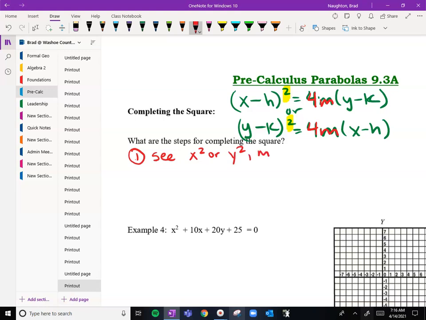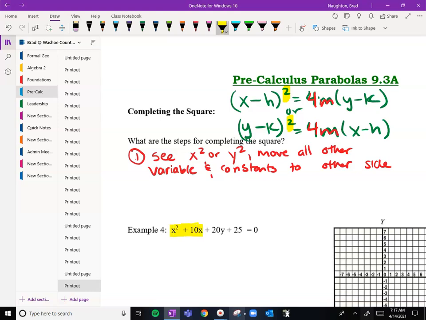Okay, so you're going to move all other variables and constants to the other side. So to show you that example really quickly, my friends, see how this is an x squared? So in this x squared, that means everything else, this y and this 25, are going to move to the other side for us to work with, okay?